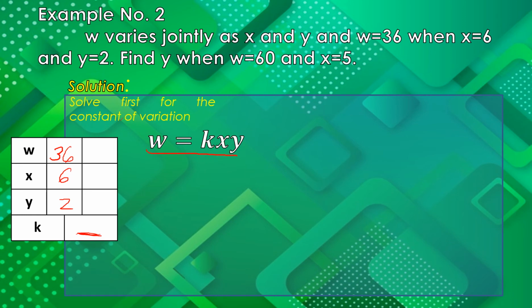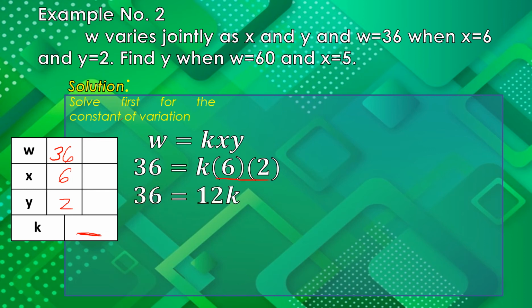Palitan natin lahat ng itong W, yung 36 ilalagay sa W, yung 6 ilalagay sa x, and then yung 2 ilalagay natin sa y. Kaya siya magiging 36 equals k times 6 times 2. Then 6 times 2 will be 12. Then dividing both sides sa 12, it will give us 36 divided by 12 is 3. Therefore, we have now the value of k, that is 3. And then from that, makukuha natin yung equation of variation.